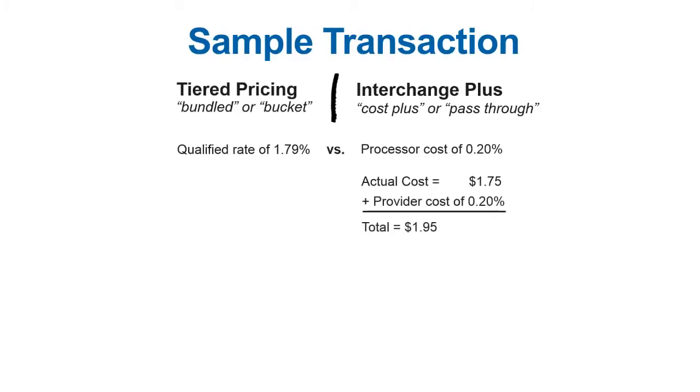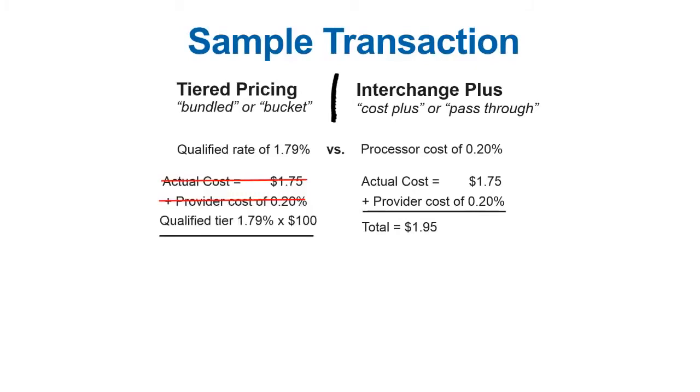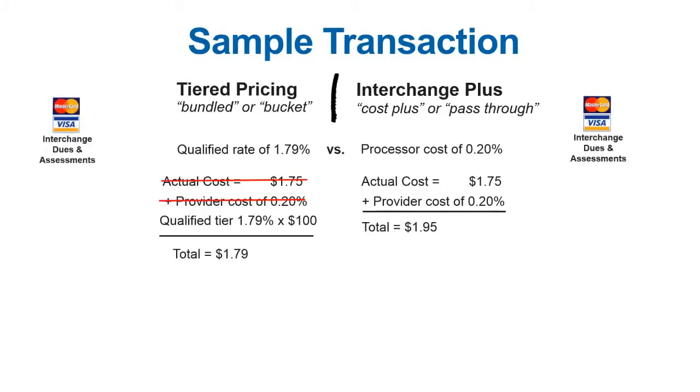For the tier-based pricing model, you have that same base cost of $1.75, but in order to get the total cost for a tier-based pricing model, you simply multiply the $100 times the 1.79% rate assigned to that tier level to get the $1.79 total cost. As you can see, interchange cost is at the core of each of these pricing models, and with any pricing model for that matter, and is paid one way or another. So in this example, you can see that with the interchange plus pricing model, your total cost is $1.95 compared to the $1.79 with the tier-based model.